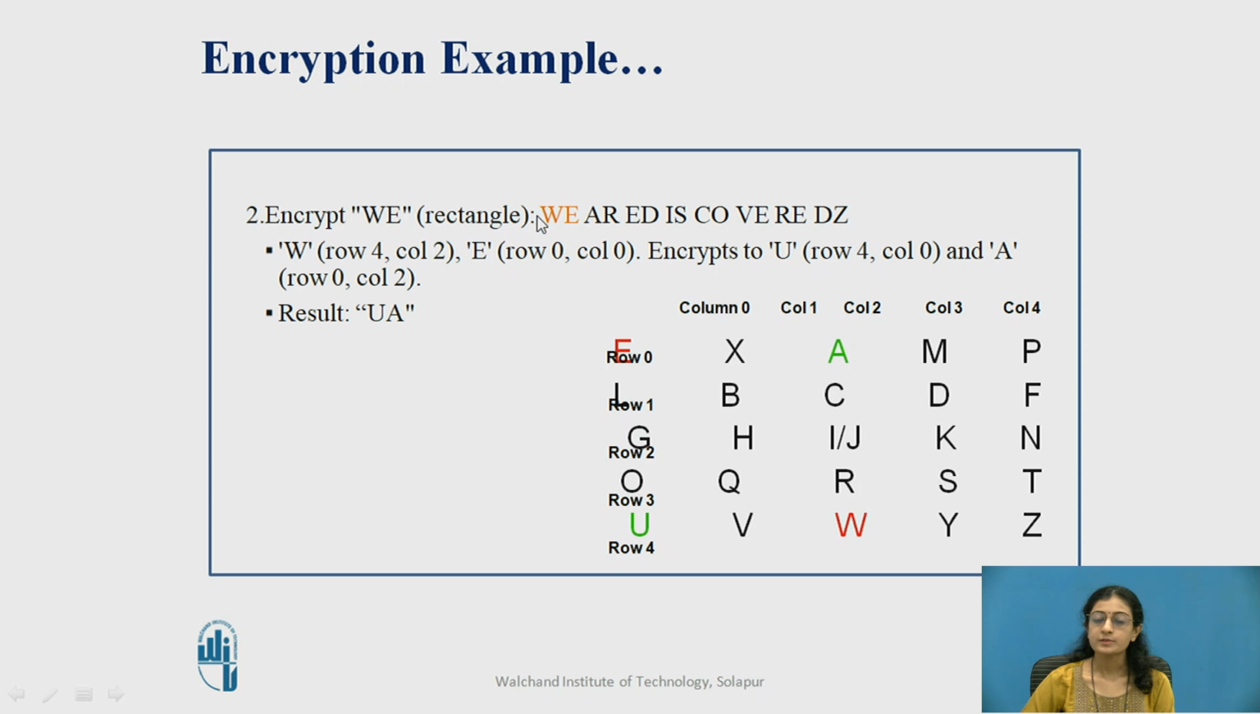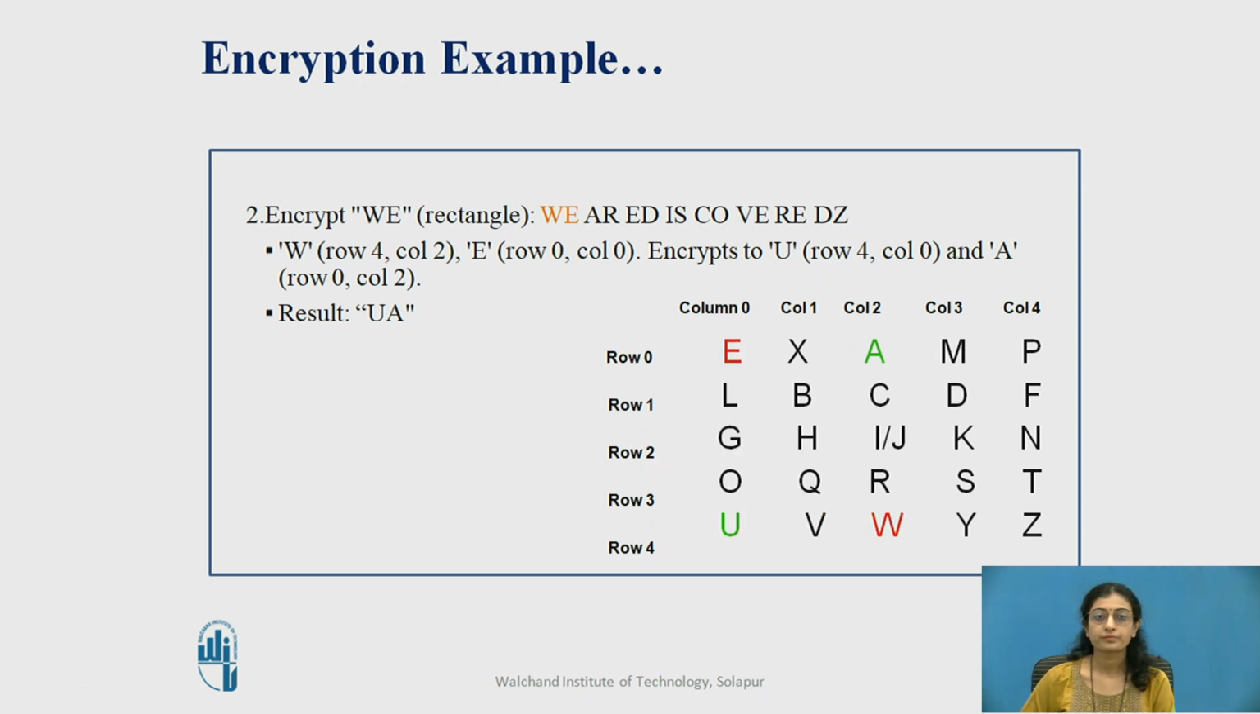So let's consider the first digraph, which is WE. Now let's encrypt the first pair of the digraph. So this is our plain text divided into digraphs. So let's first encrypt the first digraph, which is W and E. So in this matrix, let's locate the letters W and E. So here is W and here is E.